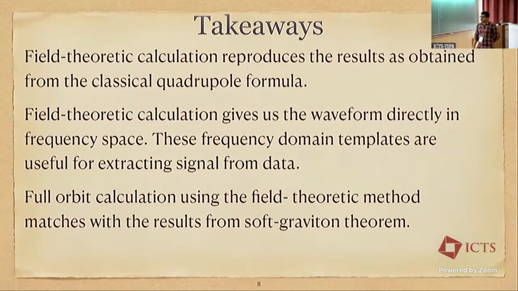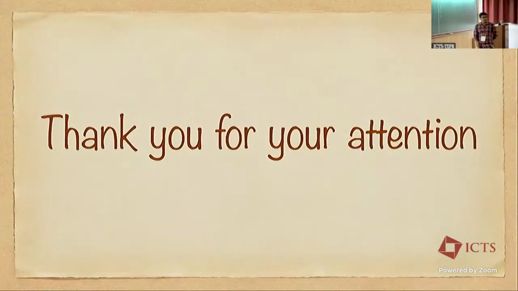Our field theoretic calculation produces all the results as obtained from the classical quadrupole formula, and this field theoretic calculation gives us the waveform directly in the frequency space. And these frequency domain templates are very useful for extracting signal from the actual data. And our full orbit calculation in the field theoretic method matches exactly with the results from the soft graviton theorem. Thank you for your attention and wish you a very happy new year.